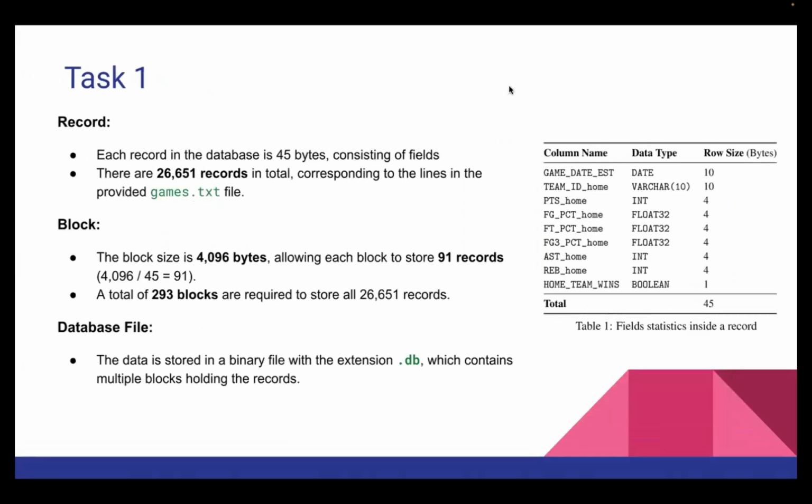Then I will move on to the 3 tasks. In our database system and in the provided file, a record consists of an array of 45 bytes. Since there are 26,651 lines in the file, there will be the same number of records in the database. Our block size is set to the default value of 4096 bytes. Therefore, each block can store 91 records. To store all the records in our database, we will need 293 blocks.